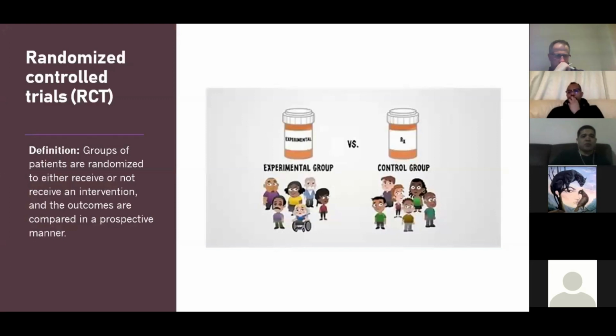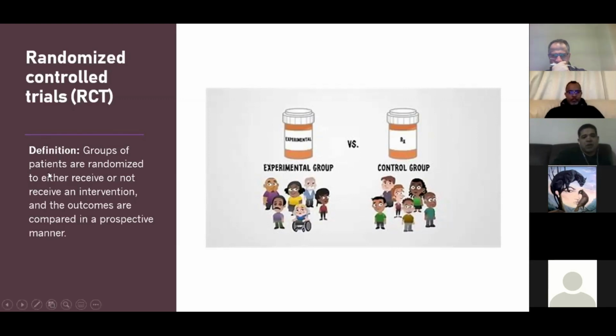So next we'll go to the randomized controlled trial, which is at the top of the evidence after the meta-analysis. So what is the definition? A randomized controlled trial is where a group of patients are randomized to either receive or not receive an intervention. Like if you have osteoarthritis, you will divide the patients. One group of patients will receive your medication, your new drug, and the other patients will receive placebo, and you will compare the results between both.